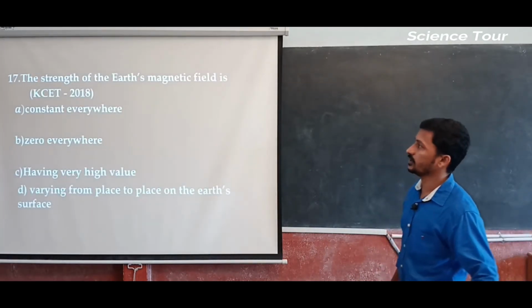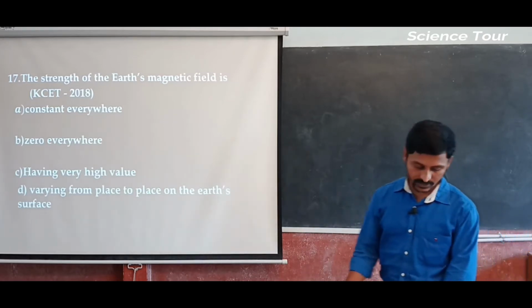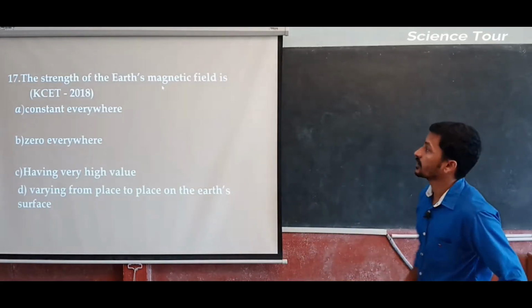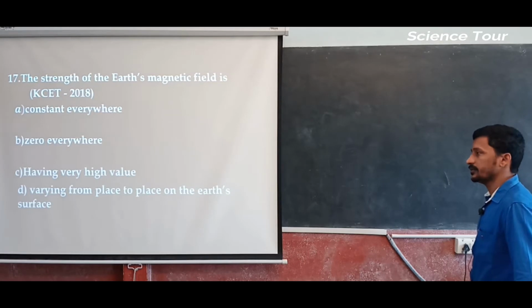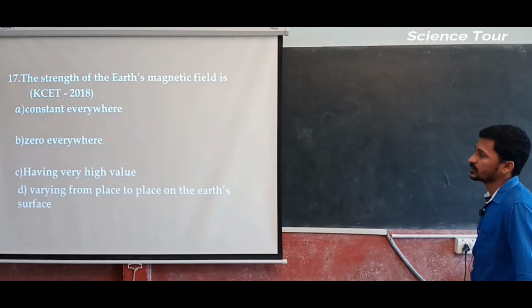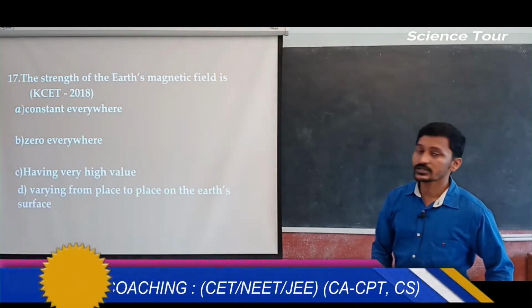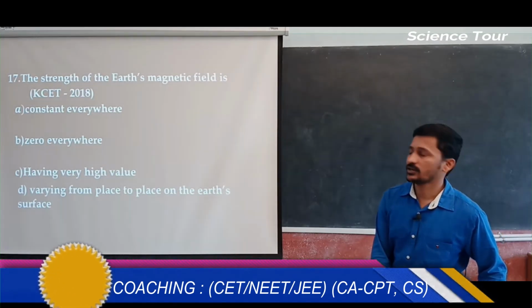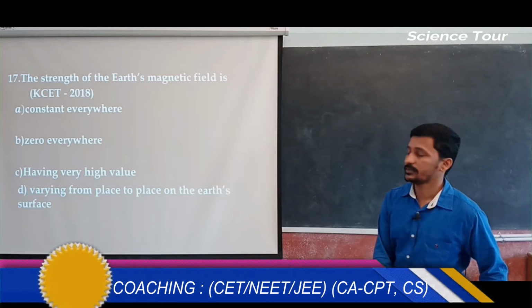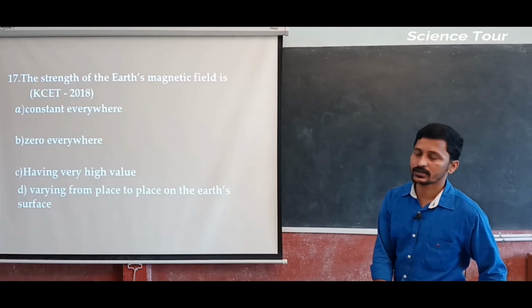KCET 2018. The strength of the Earth's magnetic field is constant everywhere, zero everywhere, having very high value, or varying from place to place on the Earth's surface. What is the answer? Is it constant everywhere? No, it is not constant because theta is going to vary. Because BH cos theta, BV sin theta, vertical component, horizontal component, everywhere the magnetic field is not the same.